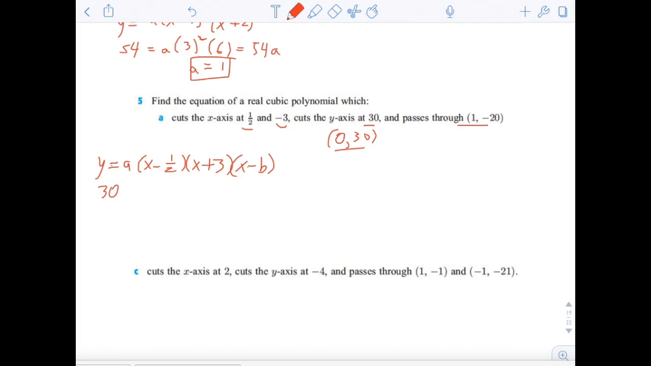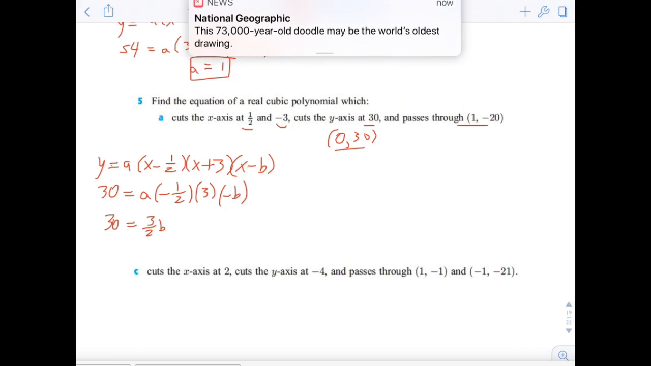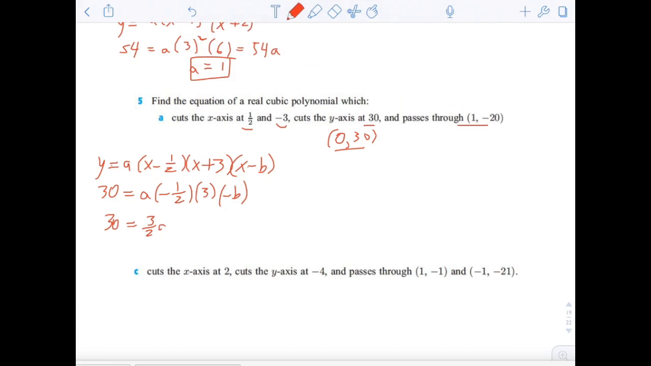So we'll have 30 equals a times -1/2 times 3 times (0 minus b), which would be -b. So we know that 30 is equal to 1/2 times b times 3, which would be 3/2 b. Okay, so 3/2 ab, right? And then we have one more point, which is (1, -20).